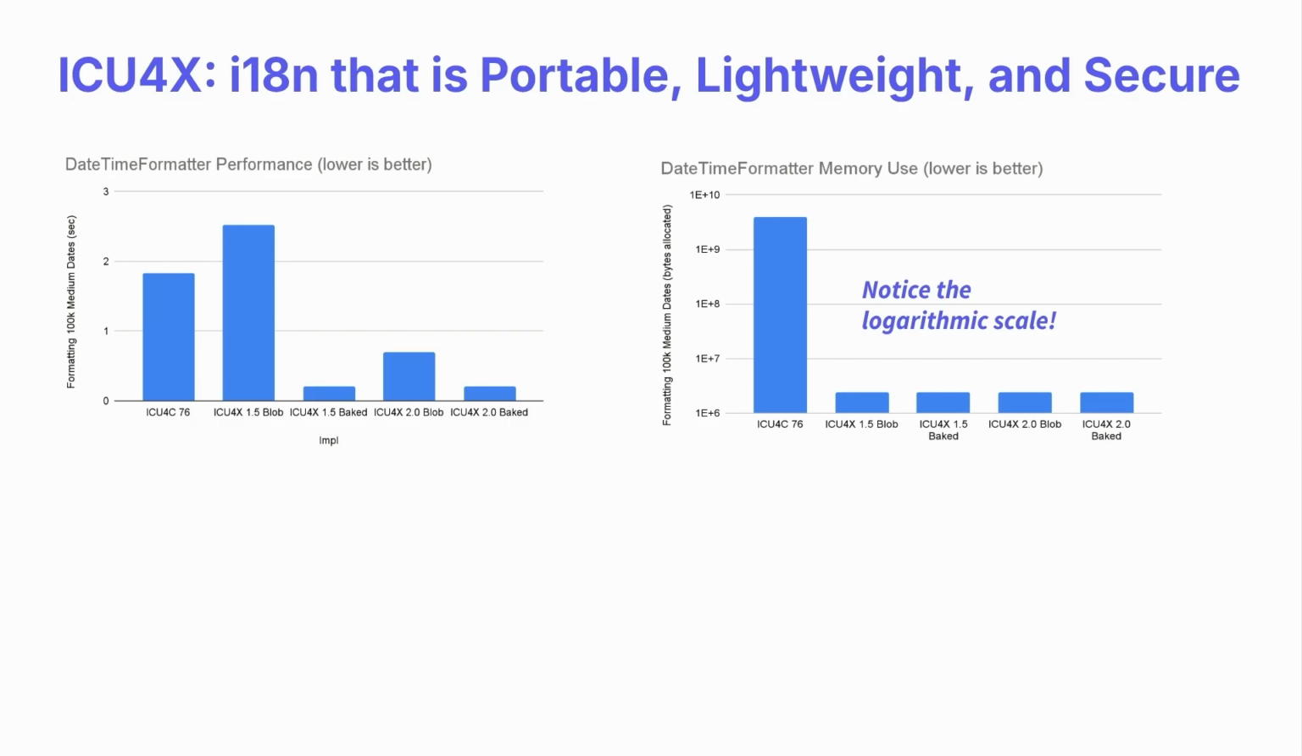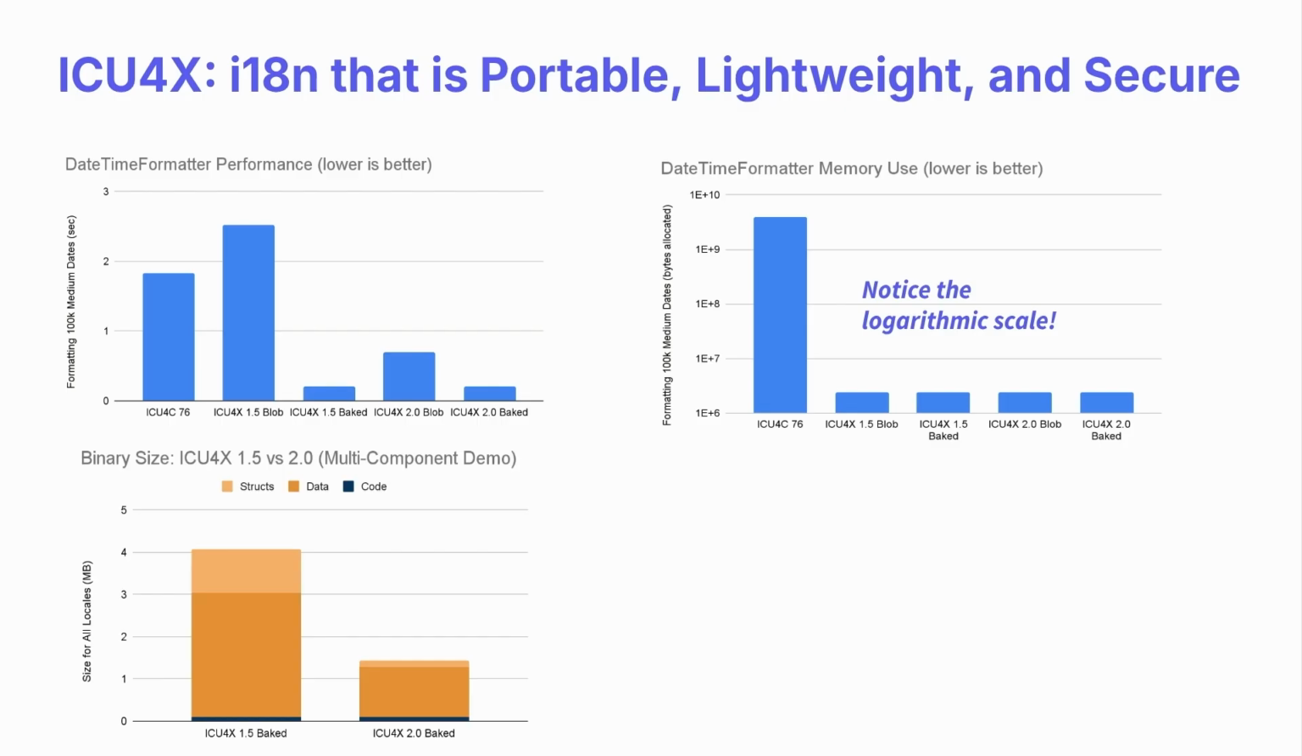This one is memory usage. This one's fun because notice the logarithmic scale. We've built ICU4X from the ground up to use basically zero memory, zero heap allocations, which is one of the things that improves the performance, but it also means that you can run on low resource devices that don't have a lot of RAM. This has been foundational with how ICU4X has been designed.